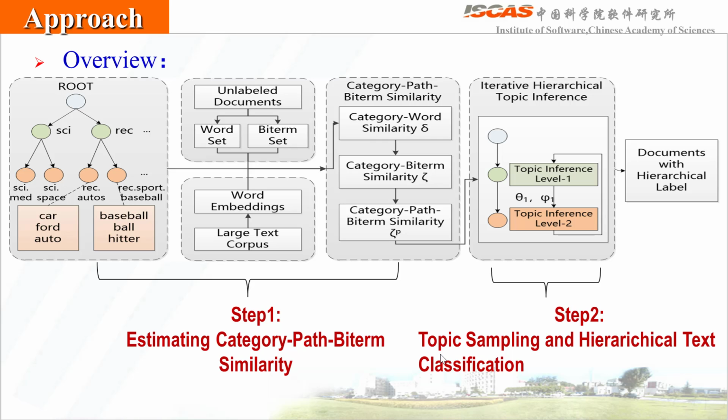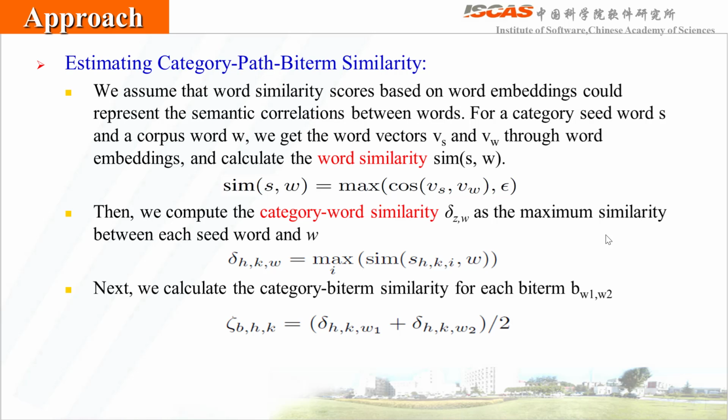Our model consists of two steps. The first is to estimate the category biterm word similarity matrix, which provides prior knowledge about the relation between the topics and biterms. The second is to infer document topic distributions in each level, incorporating the information above into the generative process of a biterm-based topic model to adjust and optimize topic word distributions. Next, I will introduce the two steps in detail.